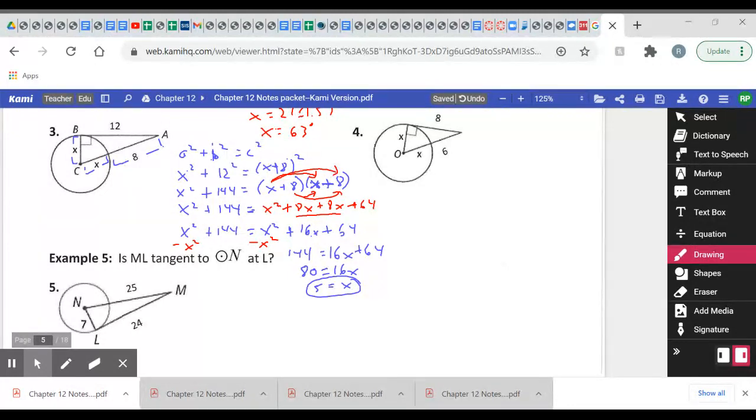And this particular problem, just pay attention to what the question is asking for. It's just asking you in this case for x, so we're done. Sometimes they might ask you to plug back in and find another length.